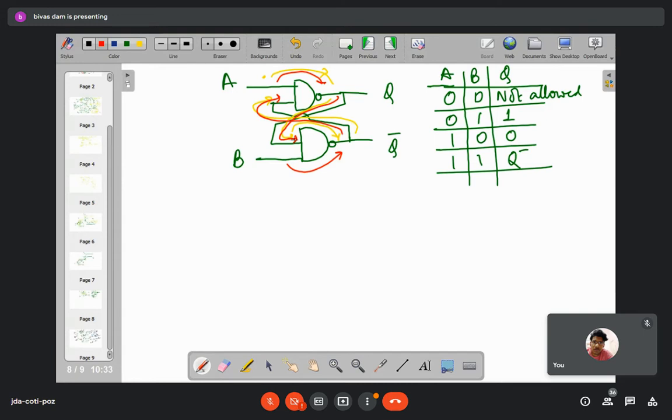Sir, can you tell the path once more? I'm starting from A. So from A, where does the effect of A fall first? Q. So this is the path. Then Q is going where? B's input. Then this input is affecting which node? Q bar. Then Q bar is going where? A's input. Achha, sir.